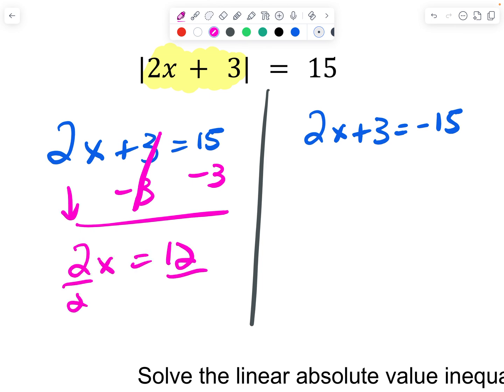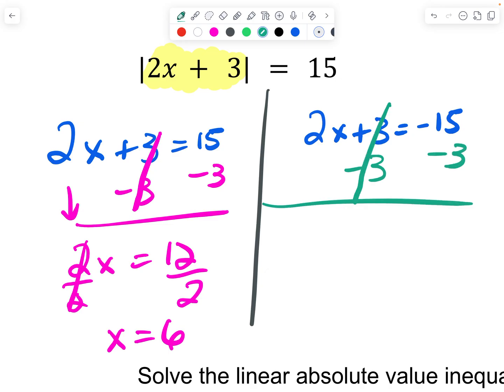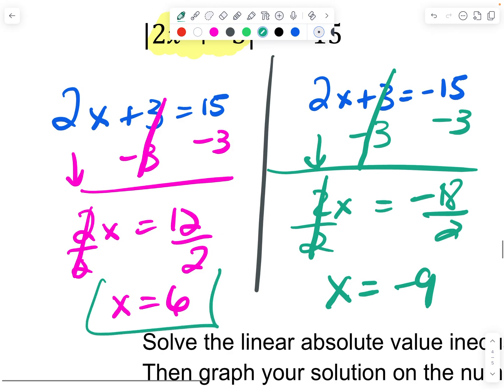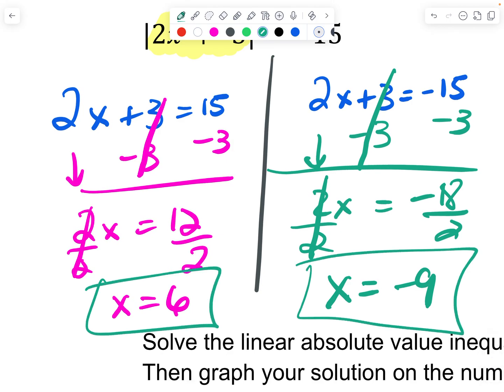Divide by 2. So one answer is 6. We solve the other one the same, so we subtract 3. Negative 15 minus 3 is negative 18. Bring down the 2x, divide by 2. You can rewatch the video if I'm going too fast. And then this would be negative 9. So both of your answers are 6 and negative 9.